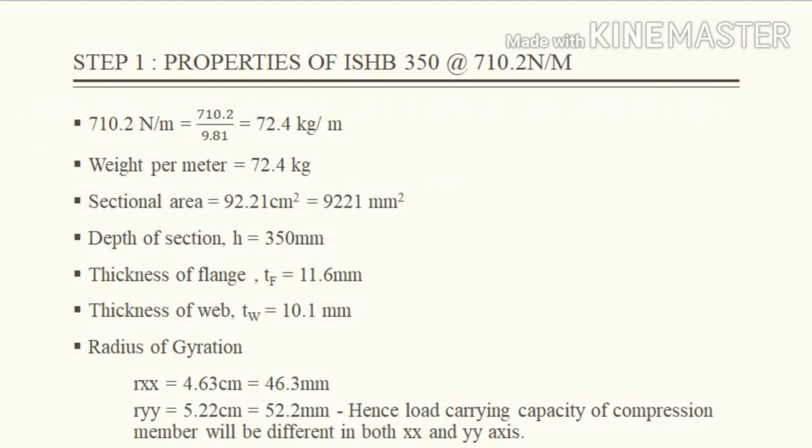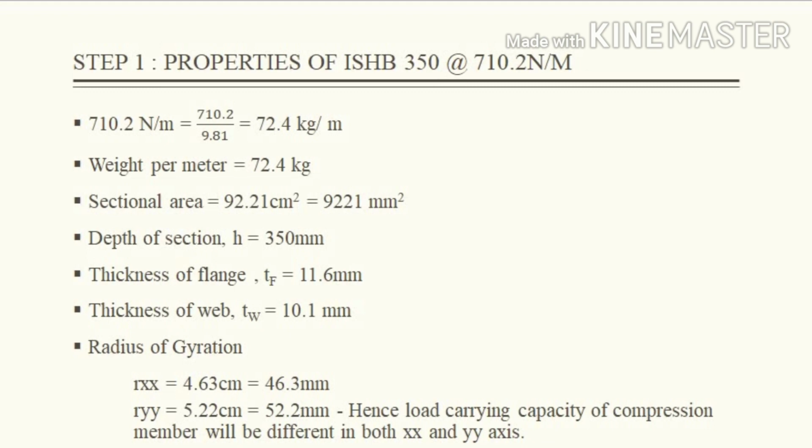Okay, so step 1 is properties of ISHB 350 at 710.2 Newton per meter. So the properties of the section we will obtain from SP16 or steel table. So first step, we have to convert 710.2 Newton per meter into kilogram per meter. As you all know, just divide that term by 9.81, that is acceleration due to gravity. So 710.2 divided by 9.81 is equal to 72.4 kilogram per meter. So weight per meter will be equal to 72.4 kg.